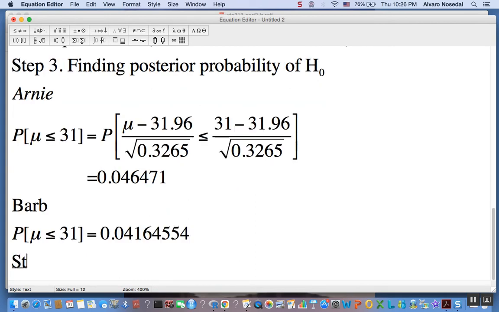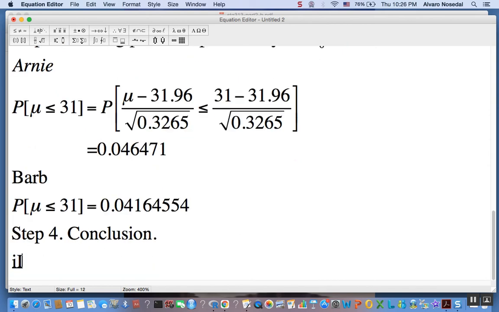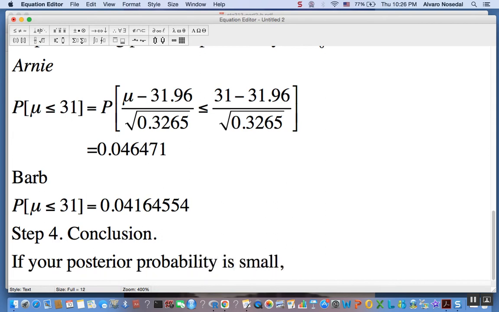Step number 4. Conclusion. Let me just say this. If your posterior probability is small, then reject H naught.